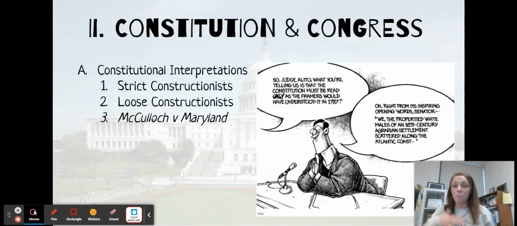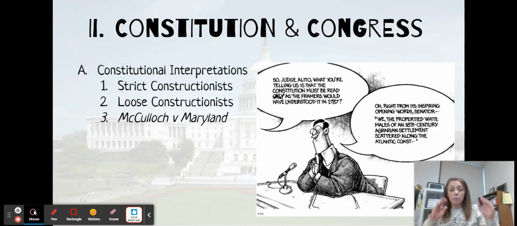And I want you to think back to when we talked about McCulloch v. Maryland a few months ago, this landmark case that dealt with whether or not Congress had the power to make a bank. Okay, if you remember, whenever the Supreme Court looked at this case, they said, yes, Congress, you do have the power to create a federal bank, even though it's not specifically listed in the Constitution.